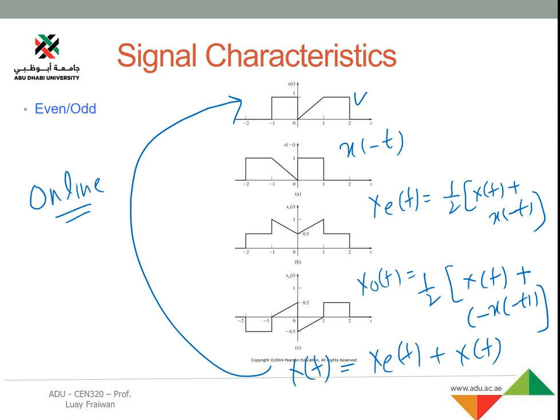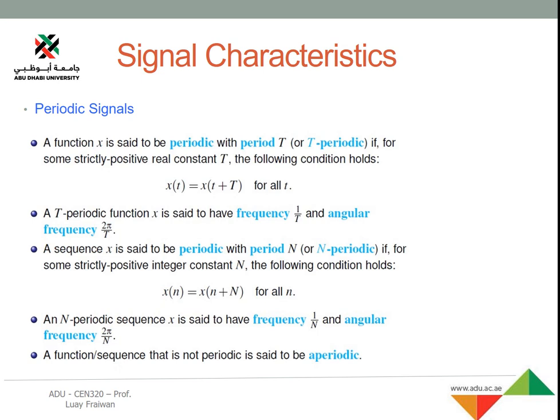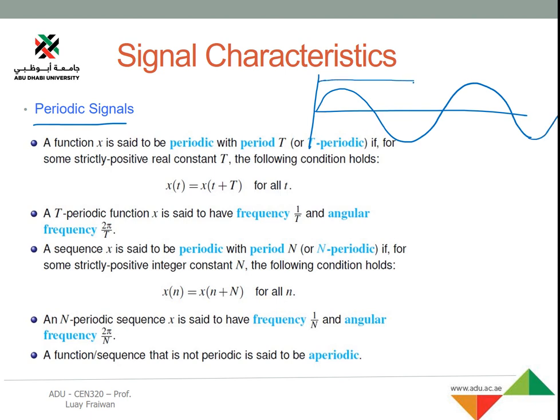Okay, so the second property is the characteristic of the signal: periodic or aperiodic signal. Periodic or aperiodic means, for example, let's say we have a sine wave. This is one cycle of the sine wave, right? And after this one cycle, this is being repeated. This is one cycle.